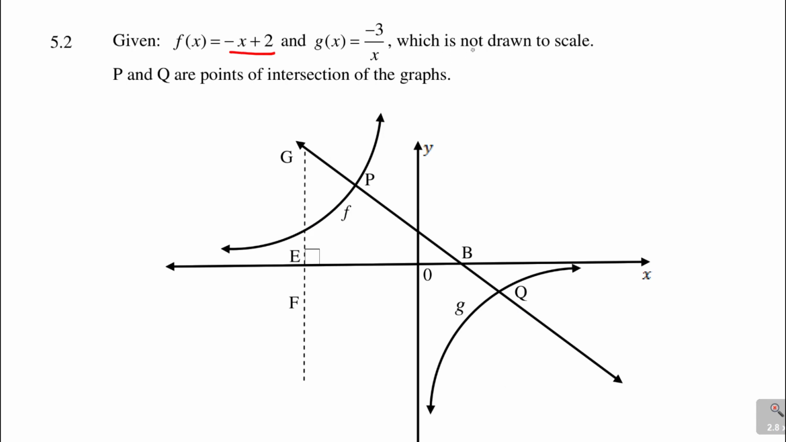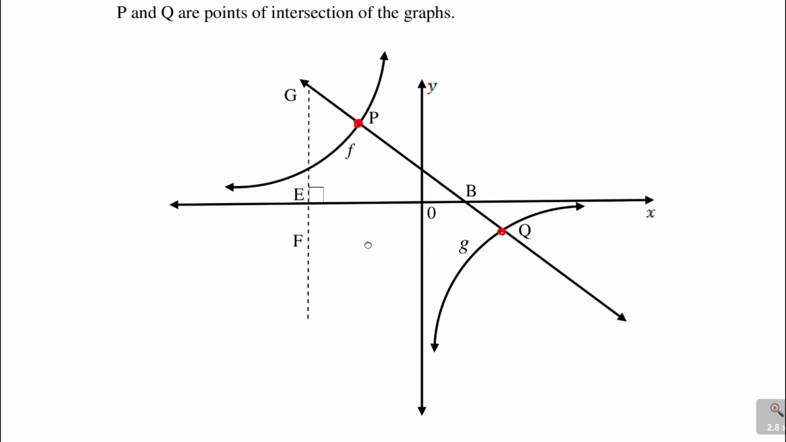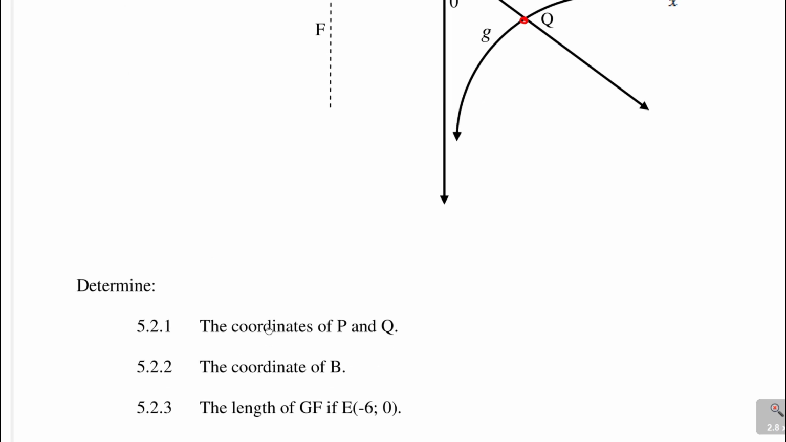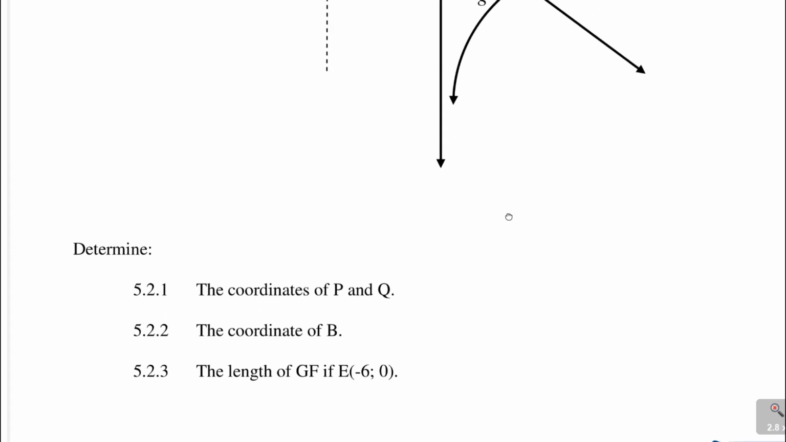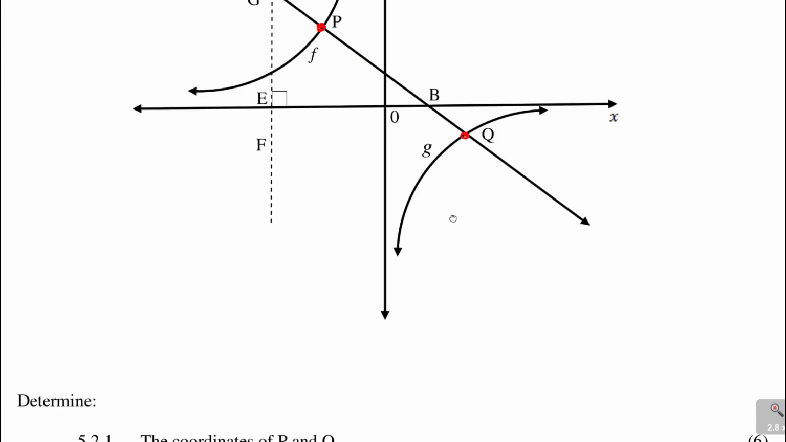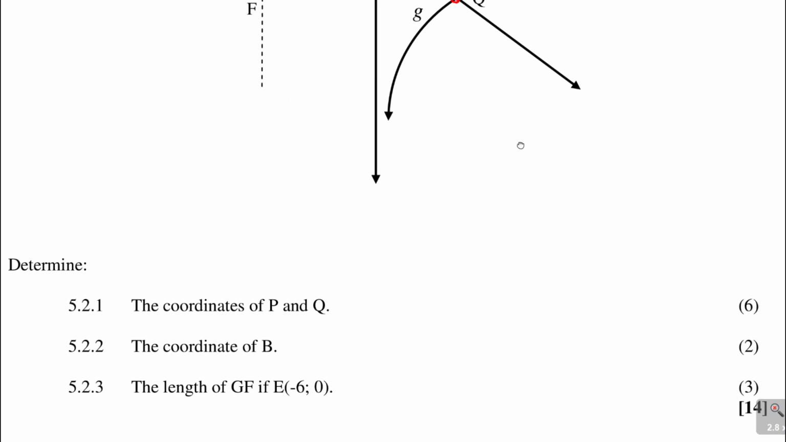P and Q are points of intersection of the graphs. There is the point of intersection P, and there is another point Q. Intersection means where they cross each other. Now what are they saying? They are saying determine the coordinates of P and Q. P and Q, how many marks is that? 6 marks. Can you imagine this? 6 marks, P and Q.